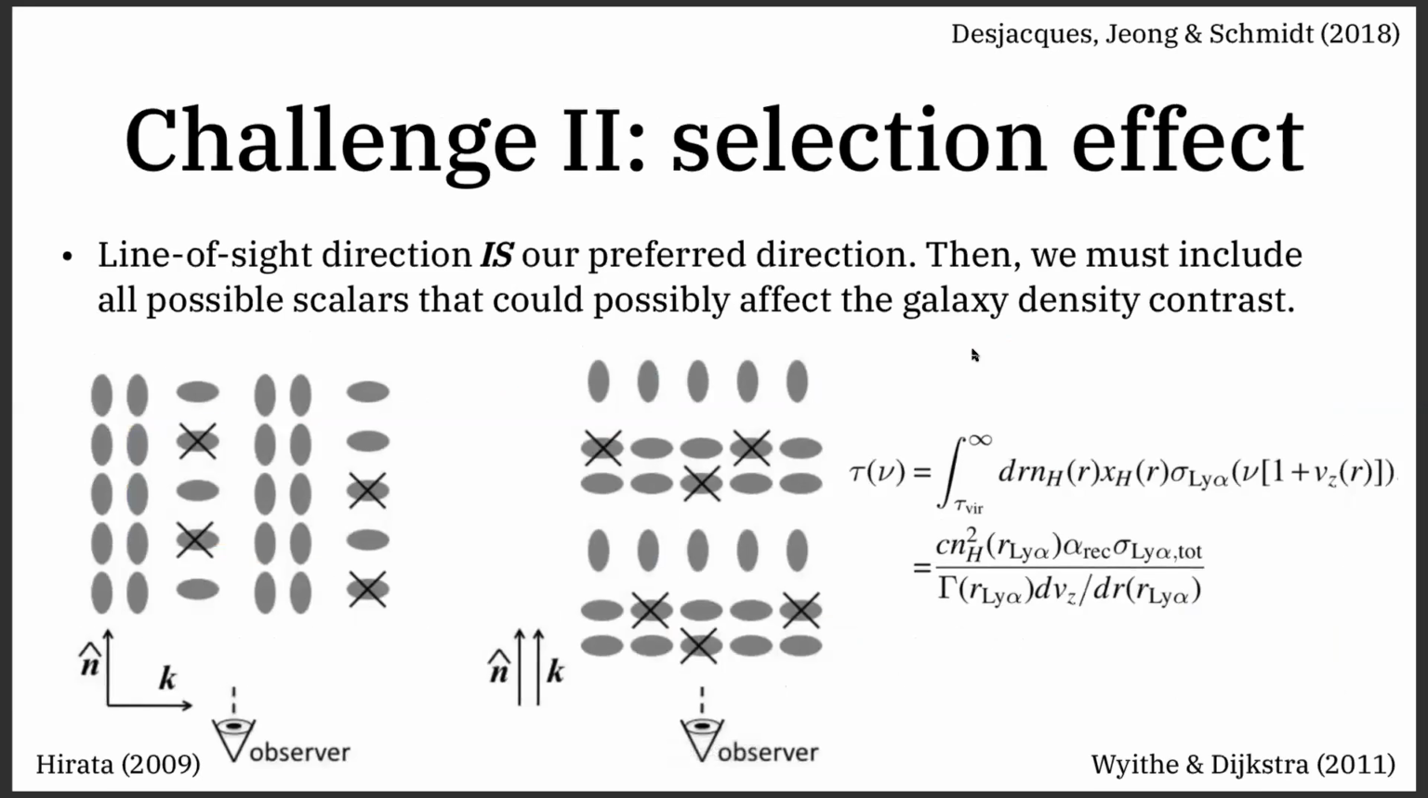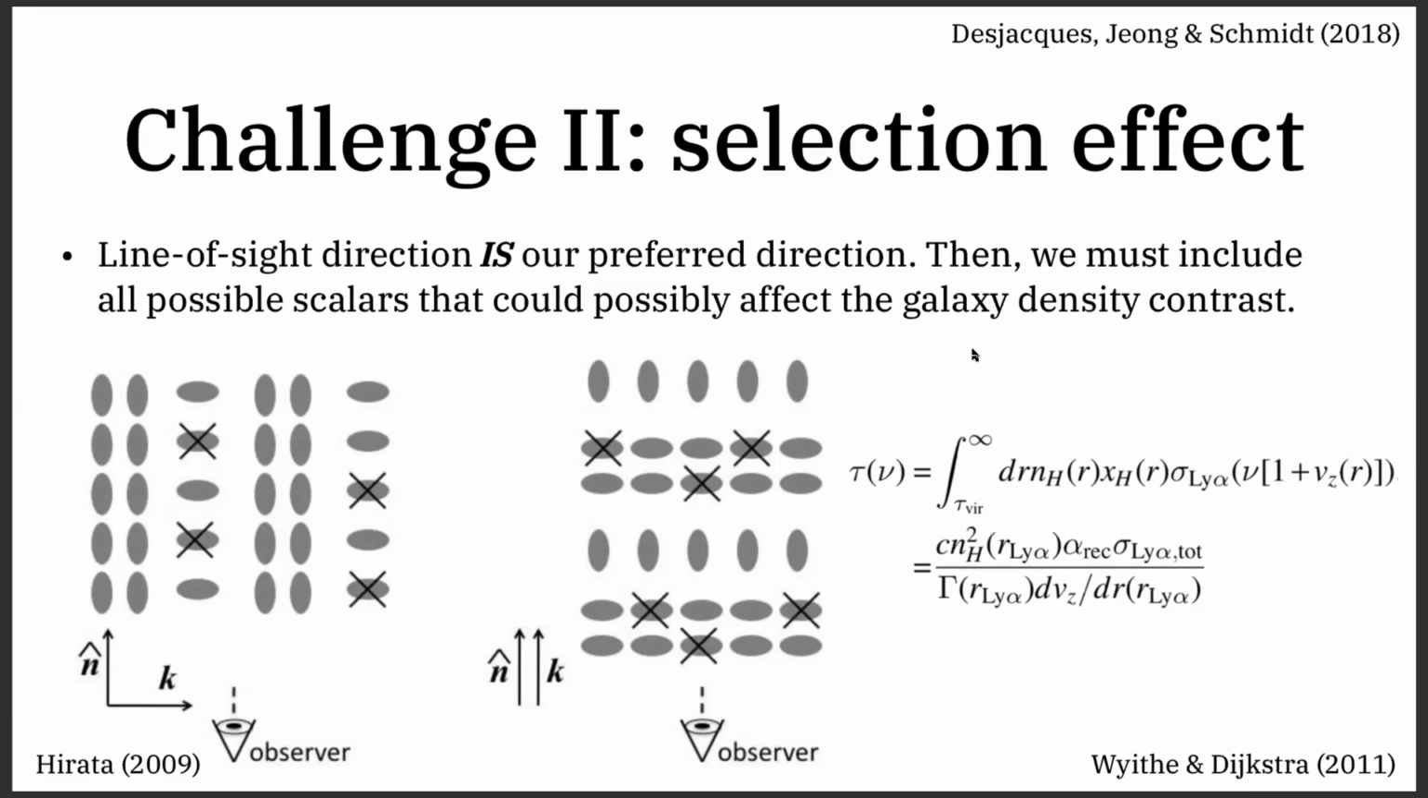And second challenge, I think it was mentioned by Uros yesterday and Sukdeep this morning, is about the line of sight directional effect, because we are doing the blind emission line survey, and the line of sight direction is somehow important direction for us. And there are two known ways to create line of sight direction dependent selection effect. That one is by Fishrata, another is by White and Dijkstra.